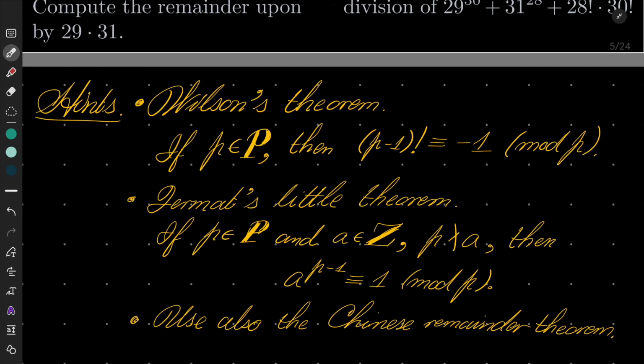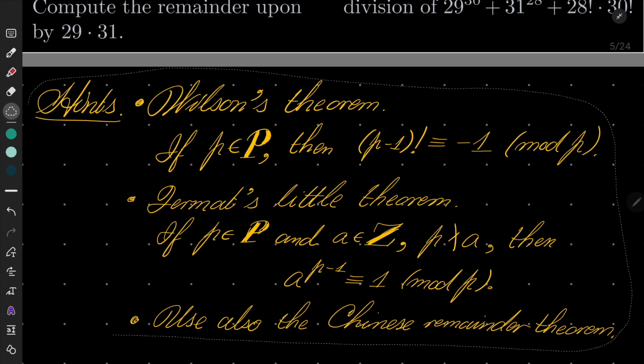So our problem is equivalent to finding our remainder upon division by 29 and 31 separately, and then combining them using the Chinese remainder theorem. We'll give this problem a try, and I will see you in a minute.